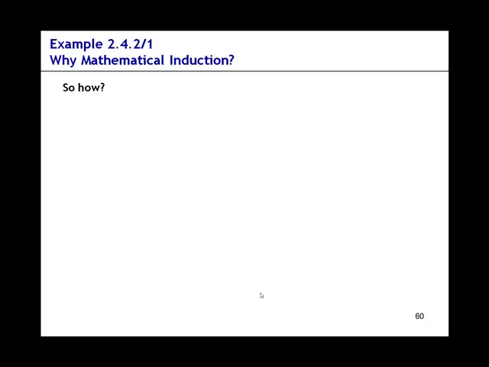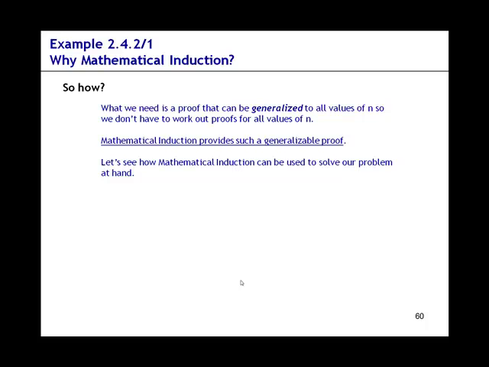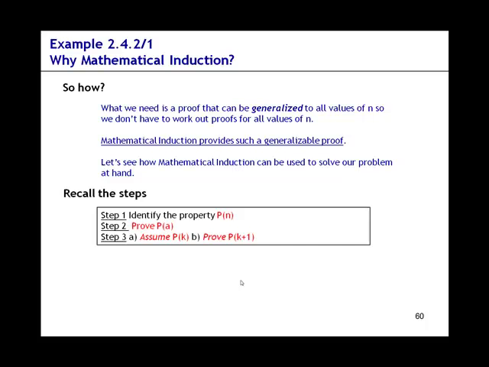So what is the solution? The solution is to use mathematical induction, because mathematical induction provides a generalizable proof. We will follow the method and see how we can prove the same property, but this time using mathematical induction. Recall the steps: we start by identifying the property that we are trying to prove. Then we prove that the property is true for the initial term. After that, we pick a value k and assume that the property is true for Pk, and we proceed to prove that if Pk is true, then the next term will be true. That means the property will be true for Pk plus 1.